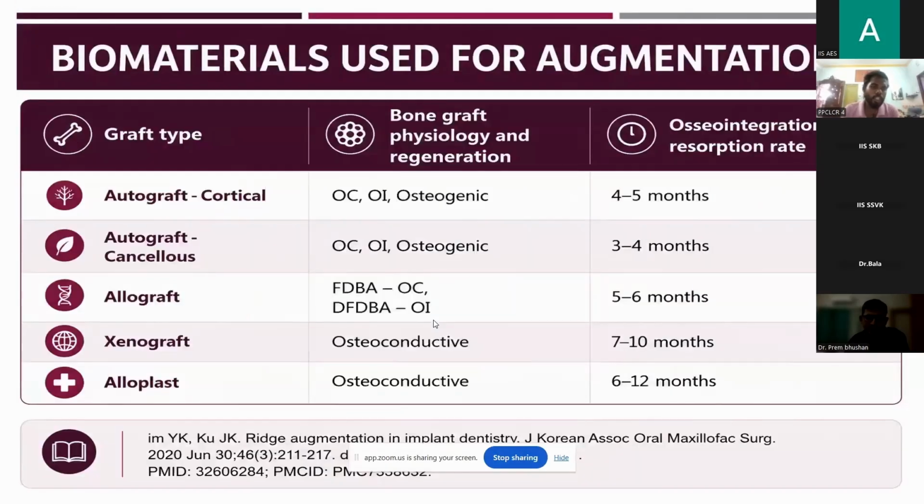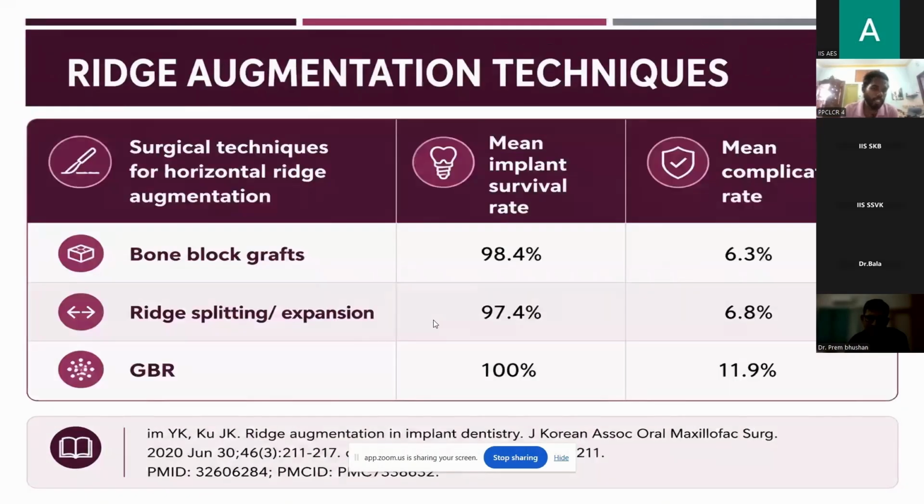So these are all the biomaterials used for augmentation. Compared to all other grafts, autogenous bone grafts are considered the gold standard because of their osteoinductive, osteoconductive, and osteogenic potential. All other grafts regenerate by means of osteoconductivity, and the only exception is the demineralized freeze-dried bone graft, which regenerates by means of osteoinductive potential. So these are all the augmentation techniques. The reason why we didn't choose GBR is that although the mean implant survival rate was found to be 100%, the complication rate compared to bone block graft was found to be higher.